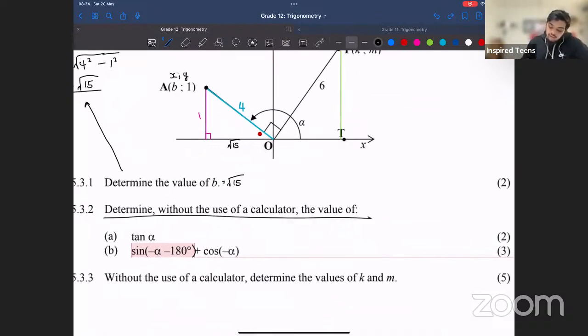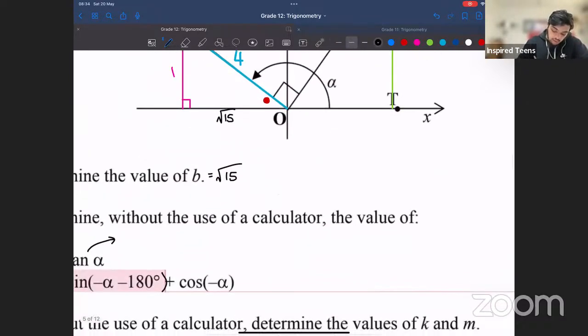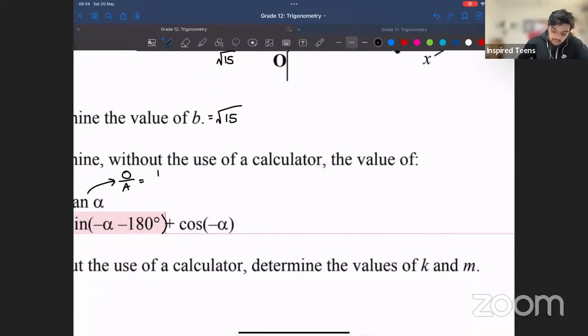Determine, without the use of a calculator, the value of tangent alpha. So remember, I just said we can get this, right? So tangent alpha, we turn to our little diagram. Here's alpha here. Tangent is TOA, opposite over adjacent. Opposite is 1. Adjacent is root 15. This is going to be 1 over root 15. They probably won't want you to rationalize it, but when you do rationalize it, you get root 15 over 15.